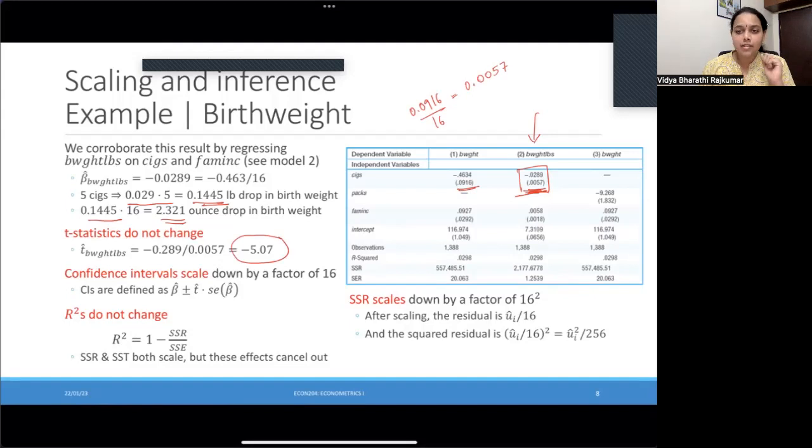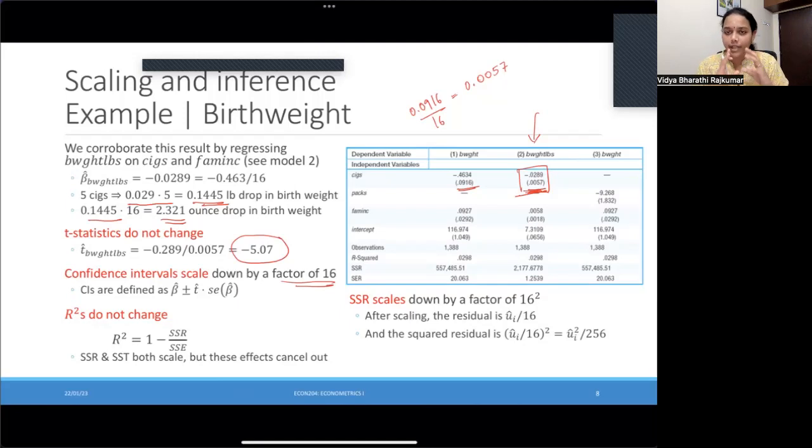Now, what happens to the confidence intervals? Well, the confidence intervals are just a margin of error that we draw around the beta hat coefficients. And this margin is just the t critical value multiplied by the standard error. If beta hats and the standard errors are both changing by some factor, the confidence interval, which is just a linear combination of these two terms, is also going to be scaling by the same factor. And therefore, in this case, if beta hats and standard errors are scaling down by a factor of 16, confidence intervals will also scale down by the same factor of 16.